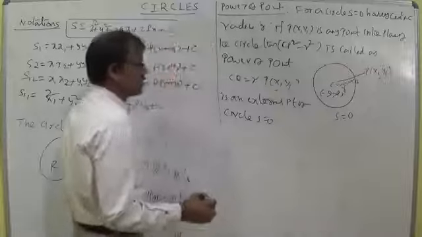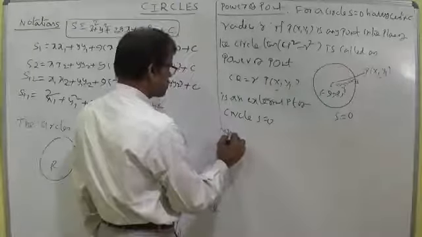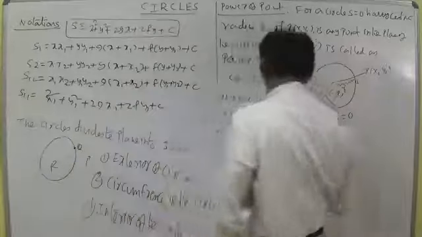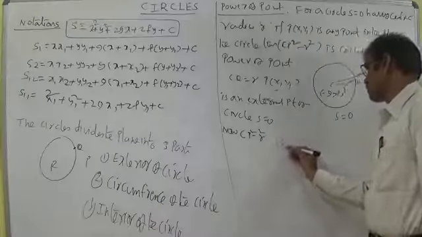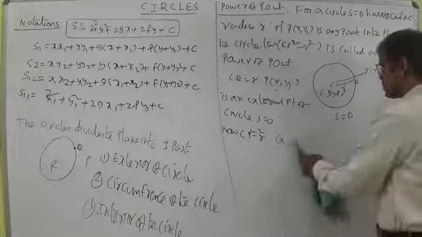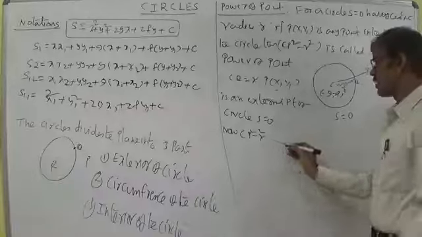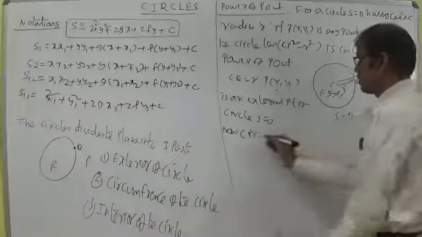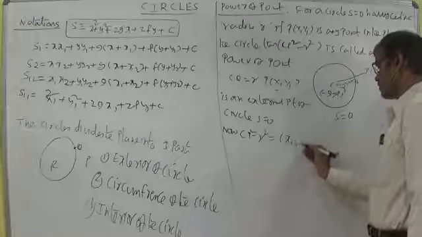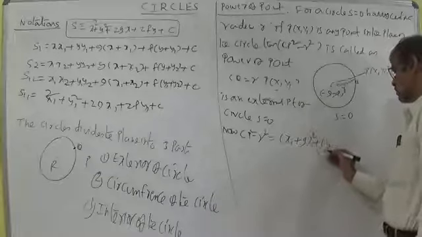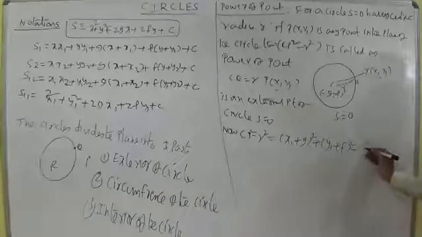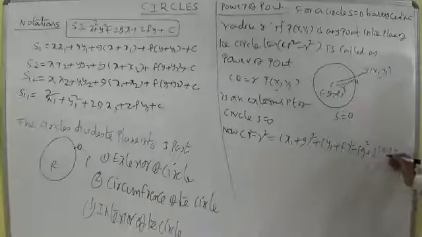Now we can write Cp square minus R square. What is Cp square here? It is x1 plus g whole square plus y1 plus f whole square, using the distance formula. So Cp square minus R square is x1 plus g whole square plus y1 plus f whole square minus R square. What is R square here? g square plus f square minus c.